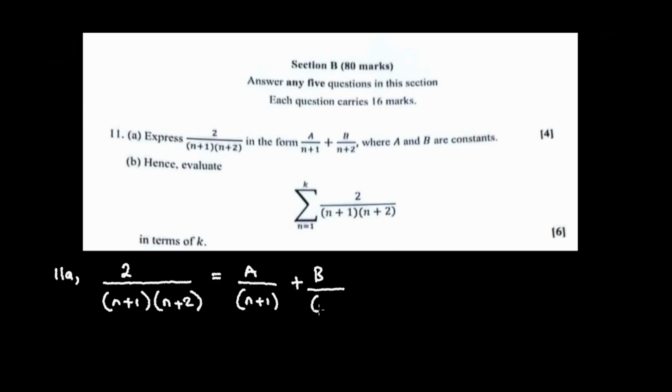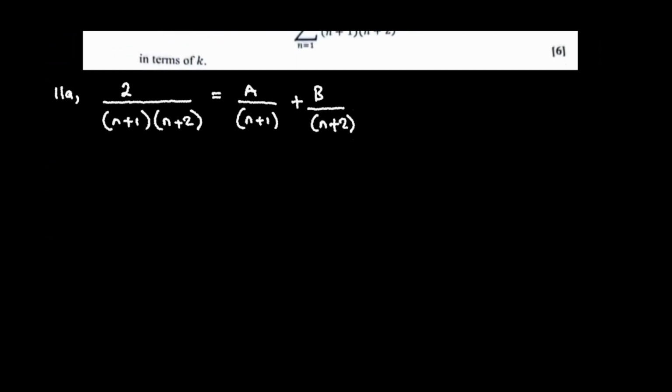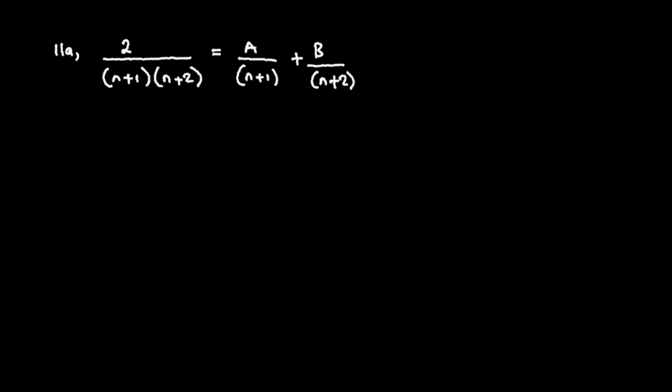If you had noticed already, 11a is on partial fractions. We have 2 over (n plus 1)(n plus 2), and it should be in the form a over (n plus 1) plus b over (n plus 2). So how do we partialize this? Firstly, there's a principle we should appreciate.